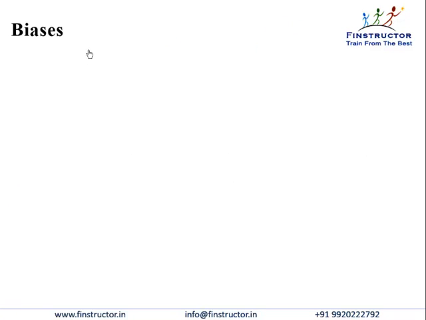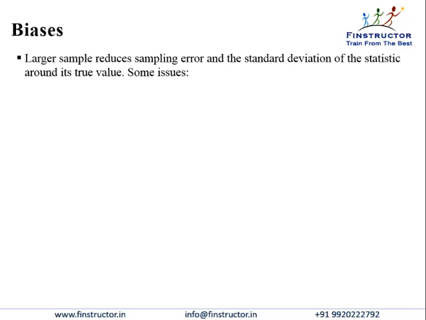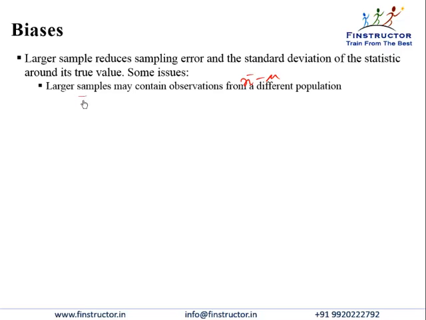Finally, let's understand some biases that can come in the process of sampling and statistics. First, we are generally advised to take a large sample because a large sample reduces the sampling error. The value will be closer to the population mean. However, if we take a very large sample, then it's possible that I have incorrectly pooled the data, or incorrectly taken observations from a different population.